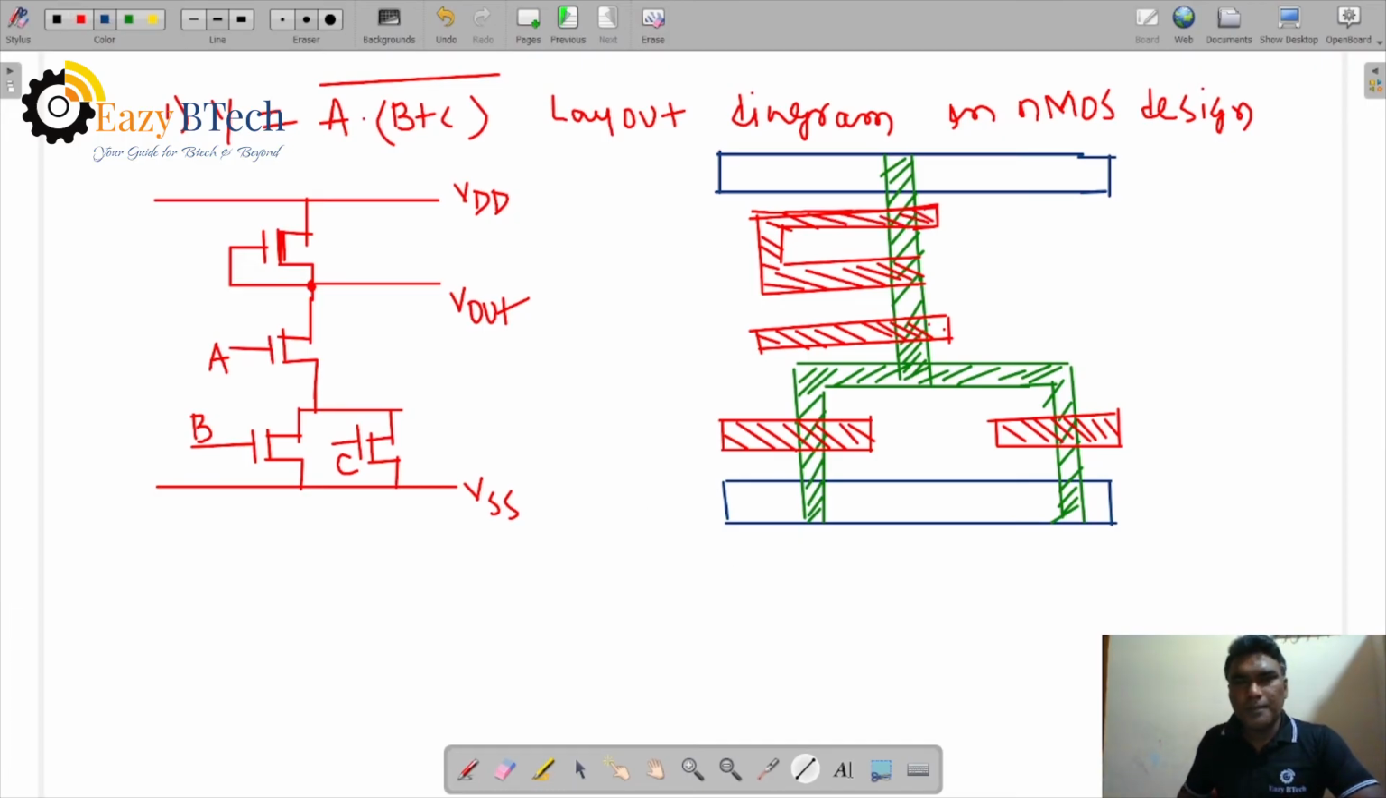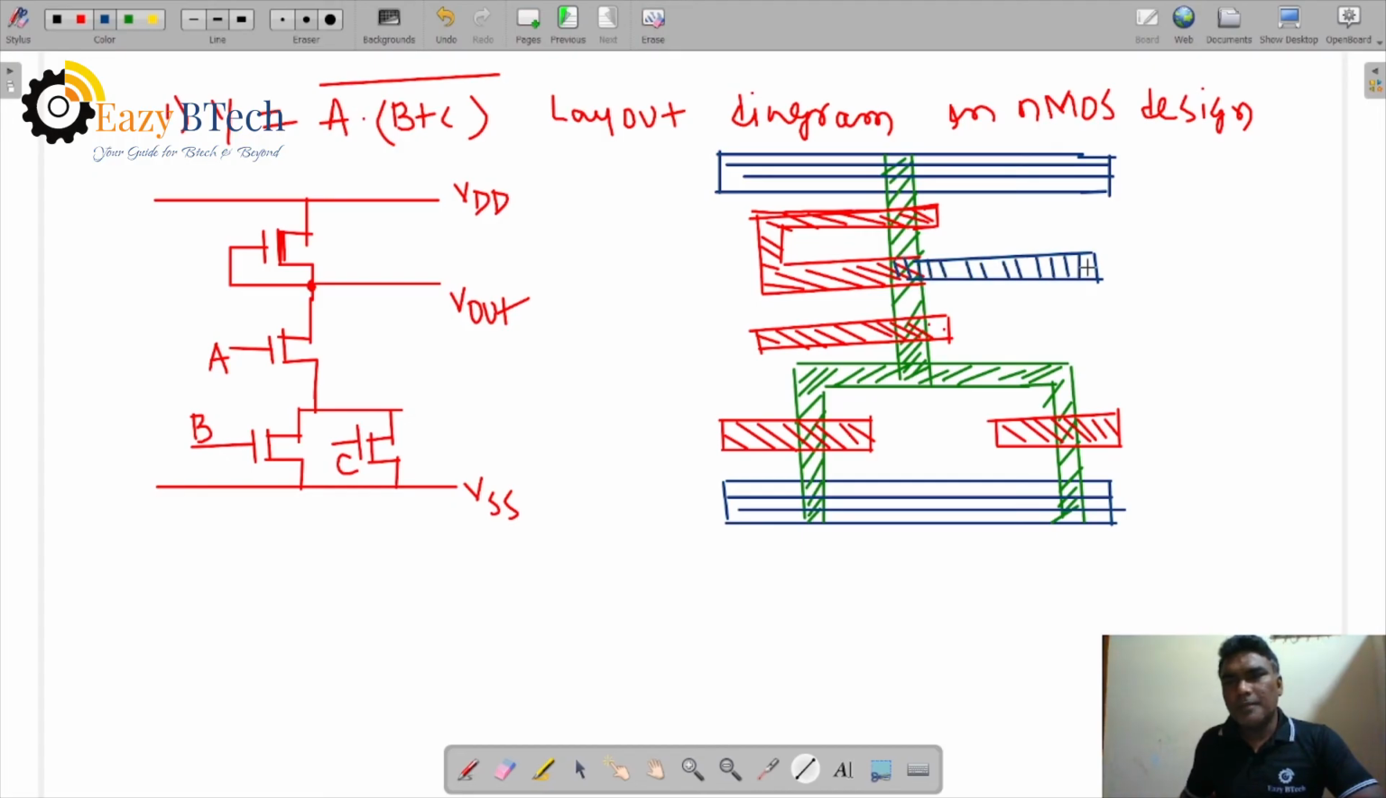Now we have metal. Metal is a horizontal line. VDD and VSS are metal 2. And here we take the output as metal 1, so it is a vertical line, right? Let us represent the dimensions. Metal 2 is 4 lambda into 4 lambda, right?